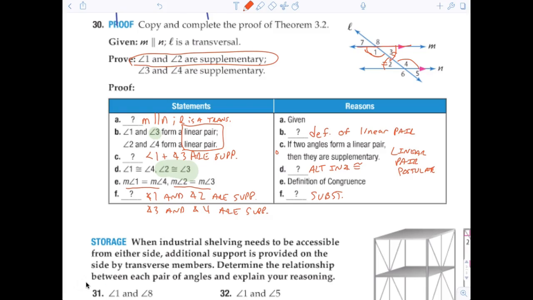All right, so listen, guys. Does everybody understand what I'm saying? Instead of saying that they were equal to 180, I should have just said they are supplementary. Because that's what I'm trying to prove up here. Everybody good with that? All right.